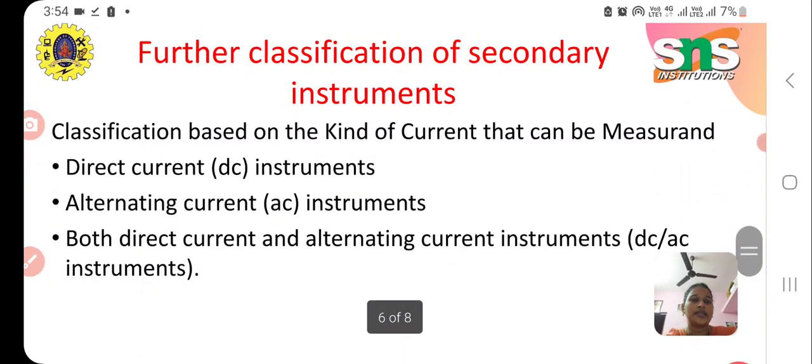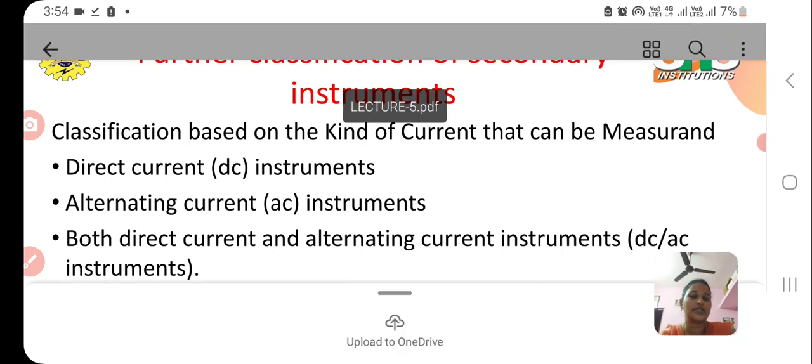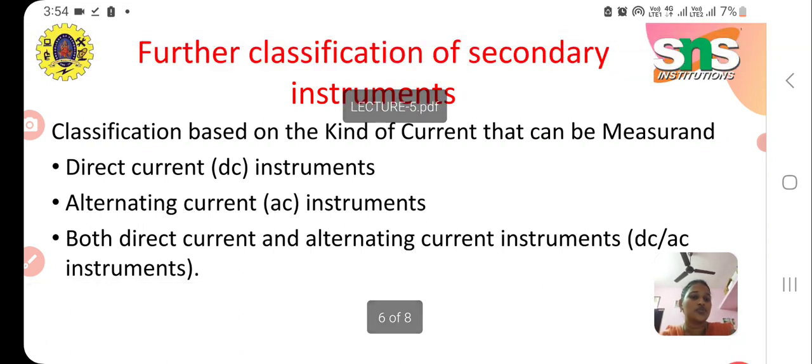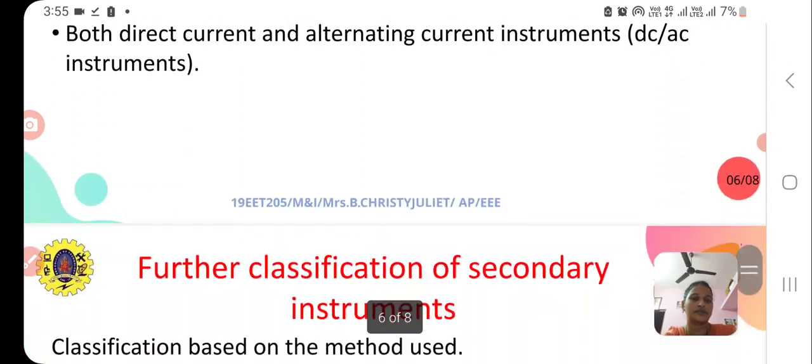The next classification of secondary instruments is based on the kind of current they measure, which is very familiar to us. If an ammeter measures DC current, it is a DC ammeter. And we have alternating current instruments specifically used to measure alternating currents, and there are instruments which measure both DC and AC currents and voltages as well. Those are called DC or AC instruments.